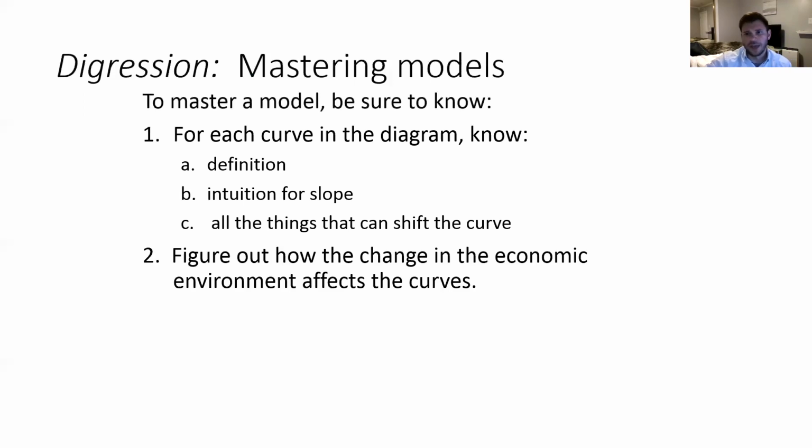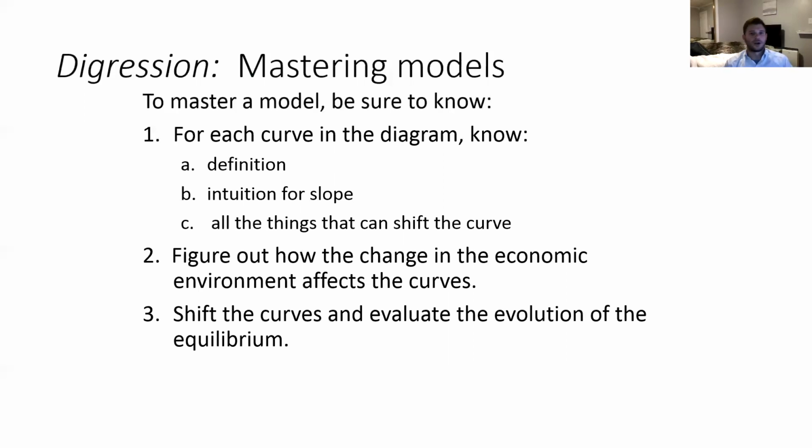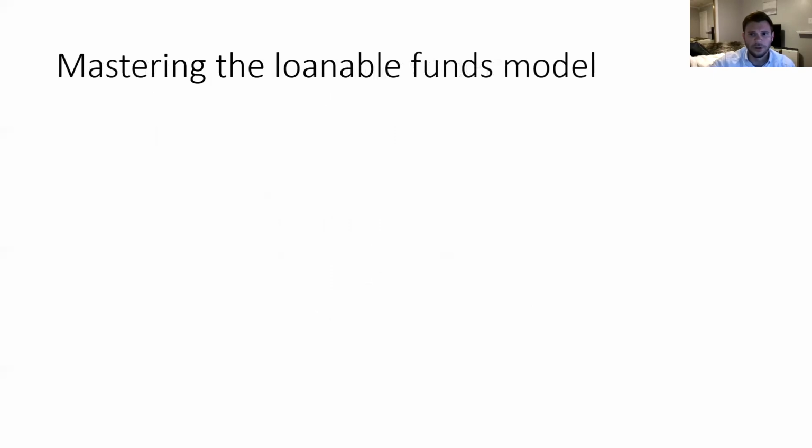Once we understand that, step two involved us thinking about how a change in the economic climate shifted the curves, which curve shifts, in which direction do they shift. And then the third step in mastering the model was us looking at the evolution from one equilibrium to the new equilibrium once the curves had shifted. Okay, so in order to be able to master this model, we want to know what shifts what curves, and we're going to start by thinking about things that shift the supply curve.